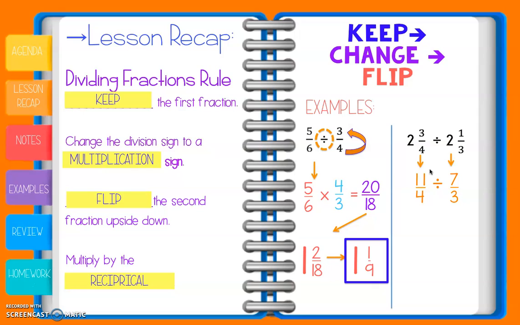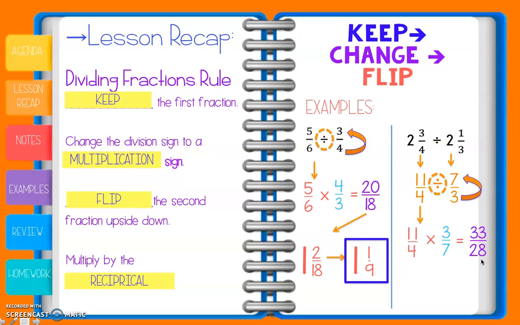Now we're going to keep, change, flip. So we're going to keep our 11/4. We're going to change our division to multiplication, and then we're going to flip 7/3 to become 3/7. Then we're just going to multiply straight across. 11 times 3 is 33. 4 times 7 is 28.